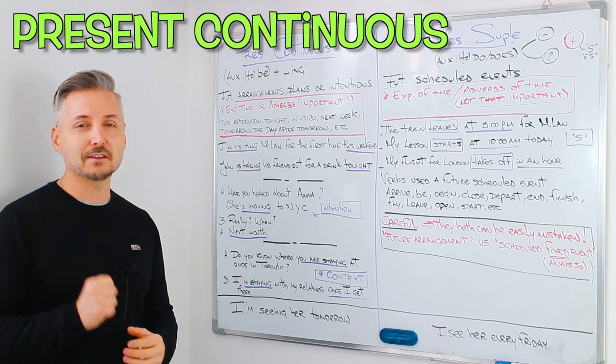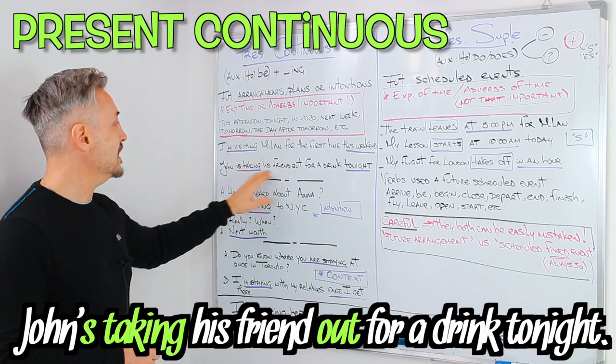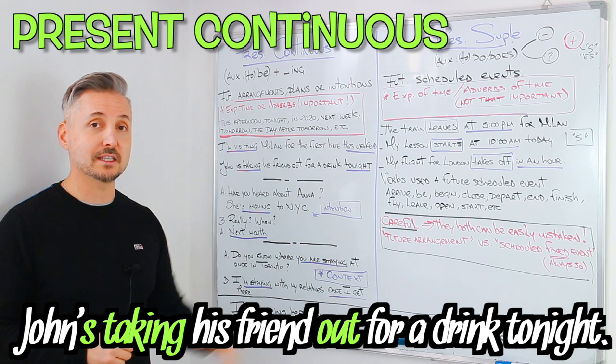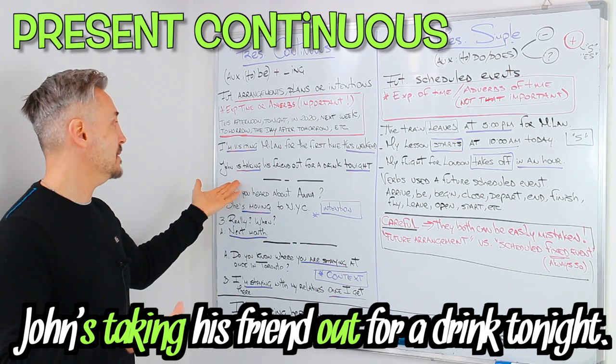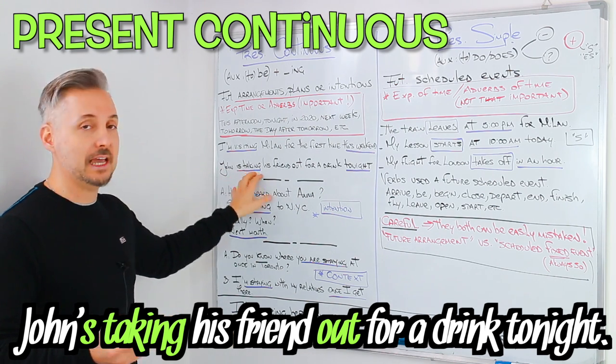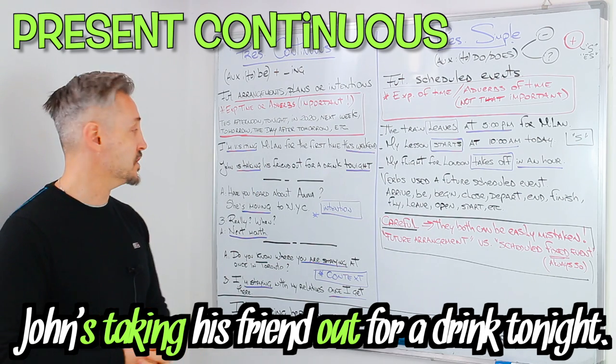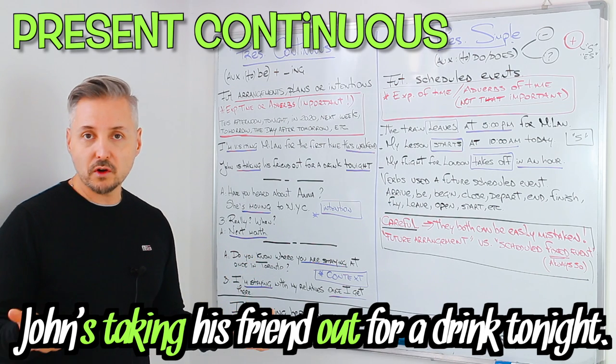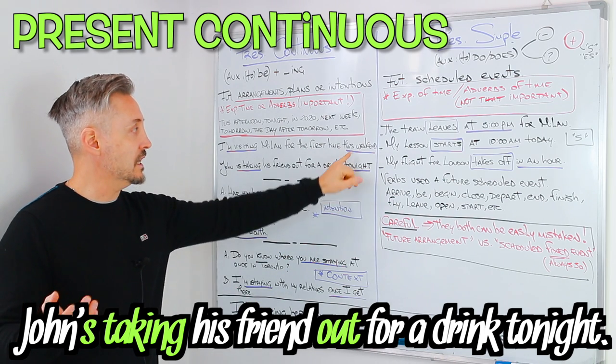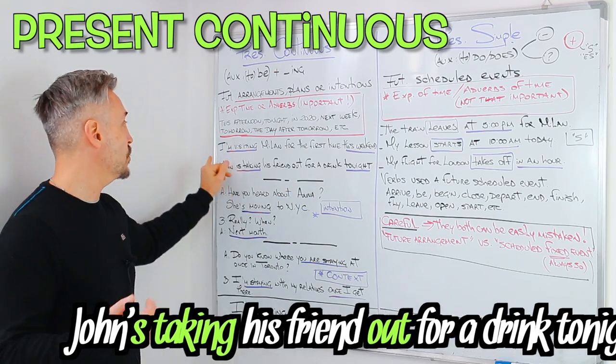Let's take a look at the second example. John is taking his friend out for a drink tonight. So what do we have here? Yes, the present continuous: John is taking. And then we have tonight, the time expression. So these are more or less clear because you have the time expression at the end or at the beginning of a sentence, right?